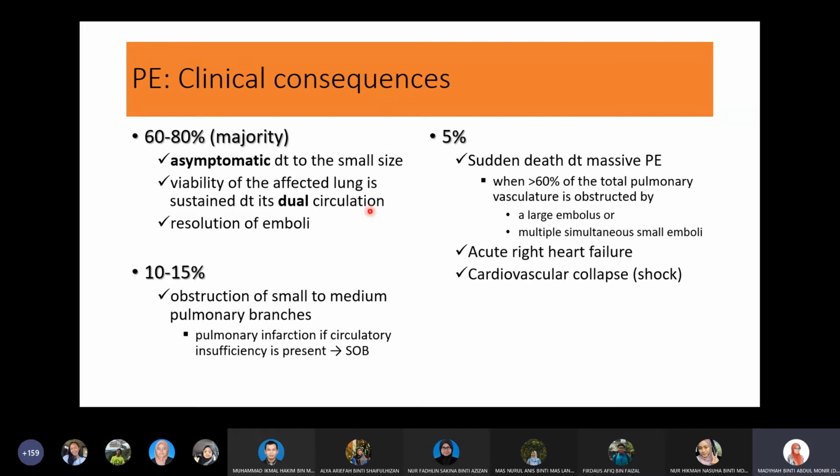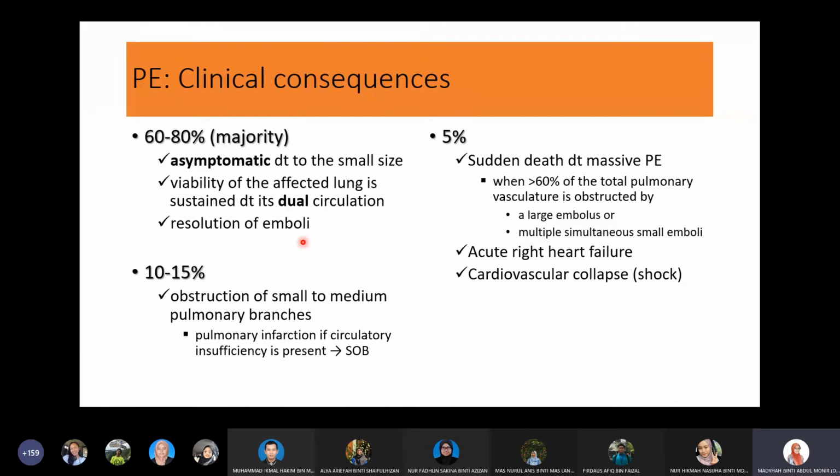So what will happen to the emboli? You have learned the fate or outcome of thrombus. There will be resolution or dissolution of the thrombus. So there is no more thrombus because of the action of fibrinolysis. That is in the majority of cases.